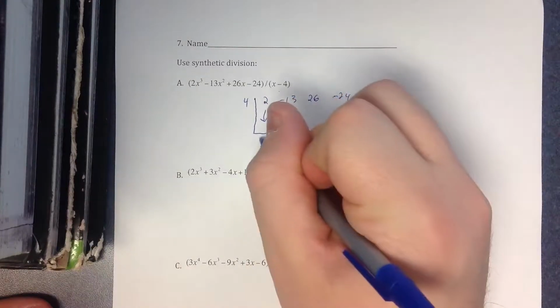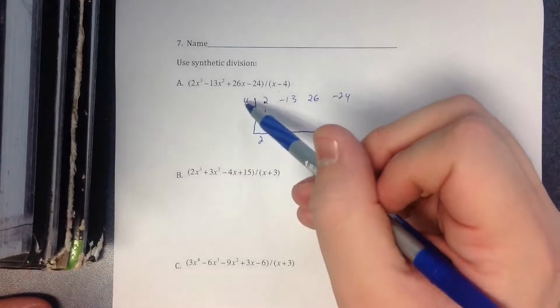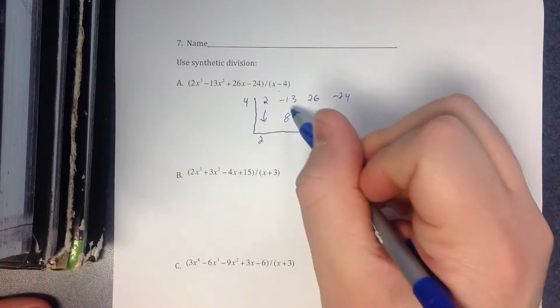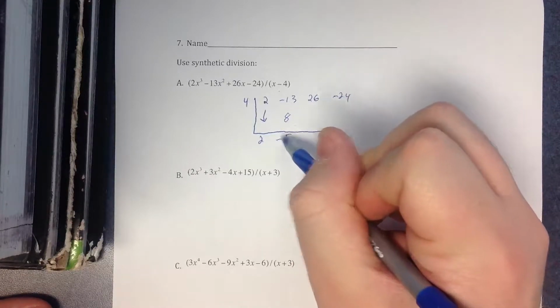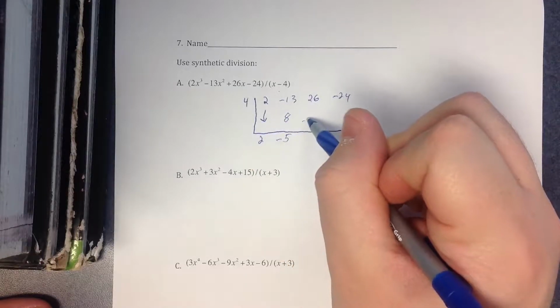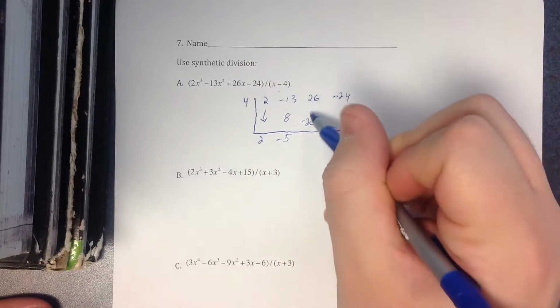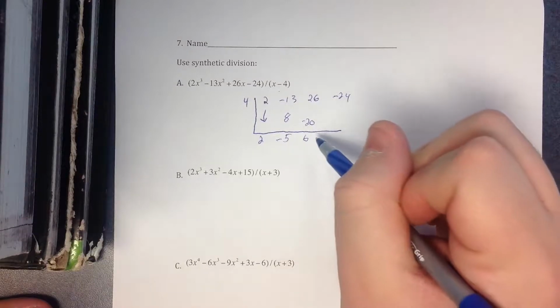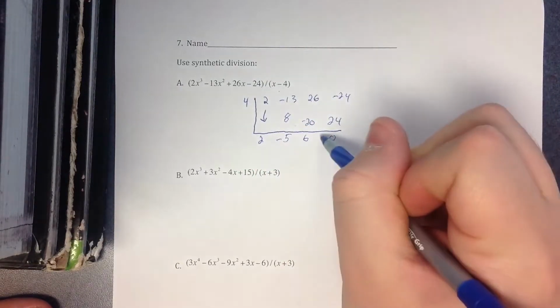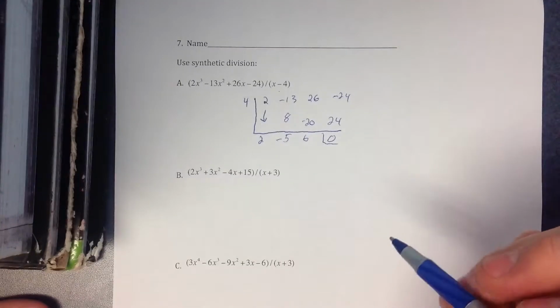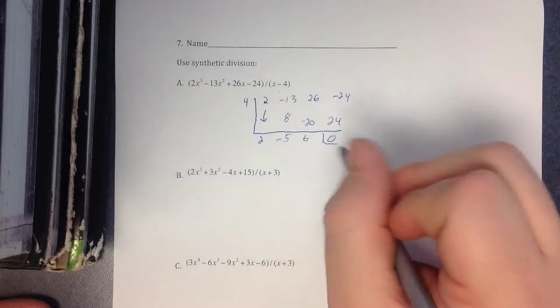Bring the first one down, so it's 2. Multiply 4 times 2 is 8. Then add, that's negative 5. Then multiply, so it's negative 20. Then add, that's positive 6. Then multiply, and that's positive 24. Add, you get 0. Remember, the last number is your remainder, if there is one.